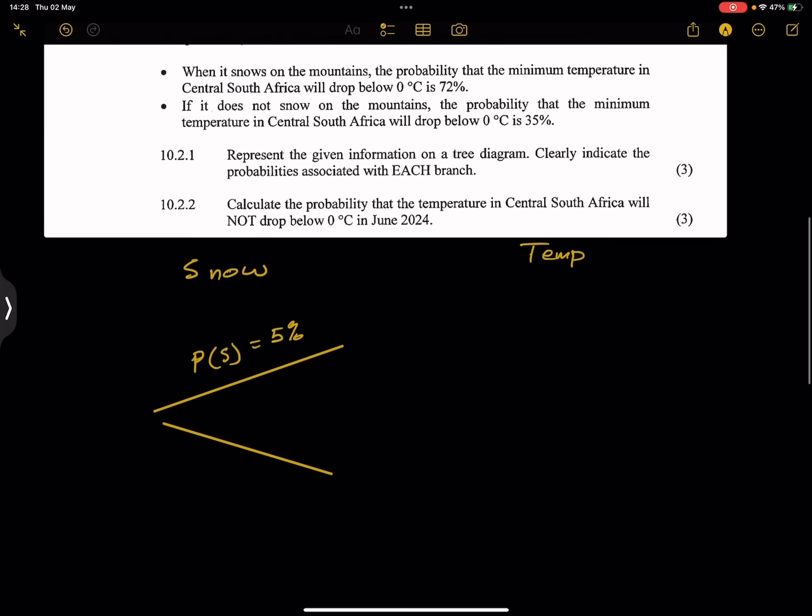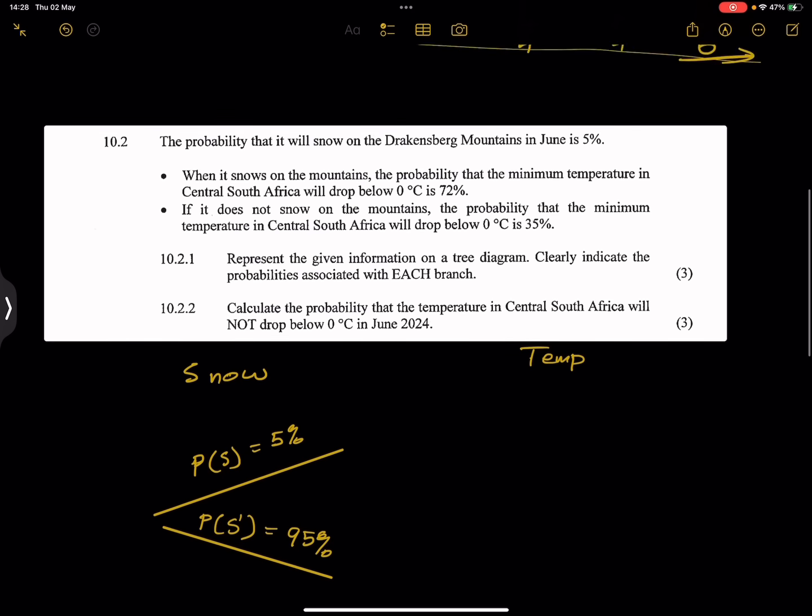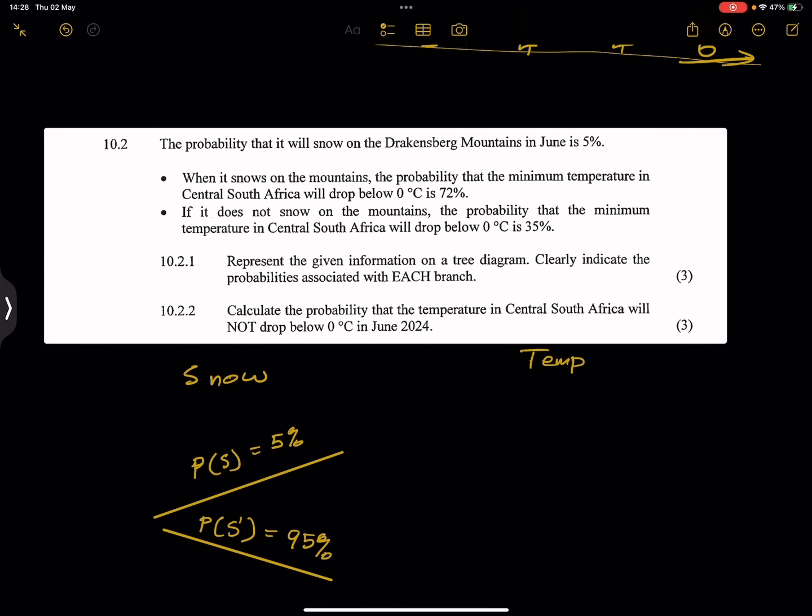Okay, meaning that the probability that it will not snow is actually 95%. Now, if it does snow, ladies and gents, there are two possible outcomes: the probability of sub-0 degrees temperature, meaning the probability that it might be below 0 degrees. So I'll say the probability of sub-0.